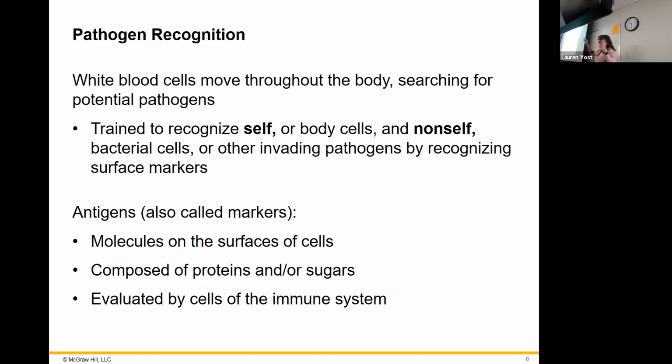Otherwise, there are all these markers on the surface of these cells that your body could see as not yours, right? It trains itself early on to recognize self as not dangerous, but it hasn't seen your kidney before. So as far as it's concerned, you're just a bunch of bad guys.